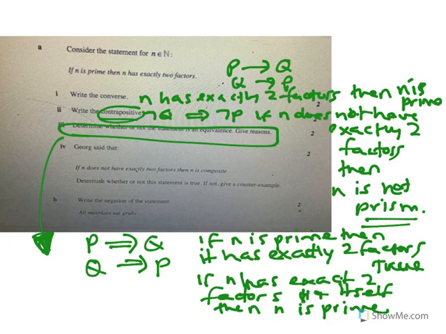Okay, so part 4. George says, if N does not have exactly 2 factors, then N is composite. Determine whether or not this statement is true, and if not, give a counterexample. So if N doesn't have 2 factors and it is composite, a counterexample would be 1. So it's not true because there is actually a counterexample.